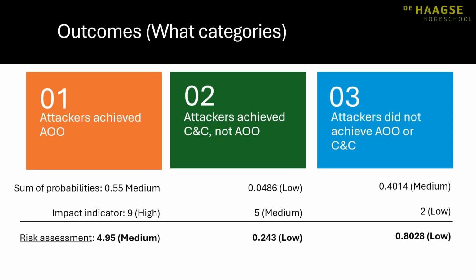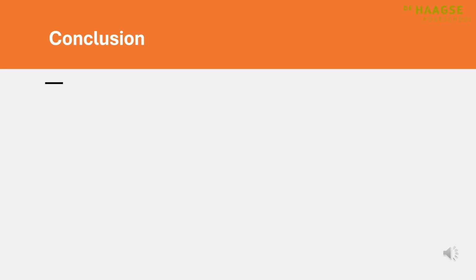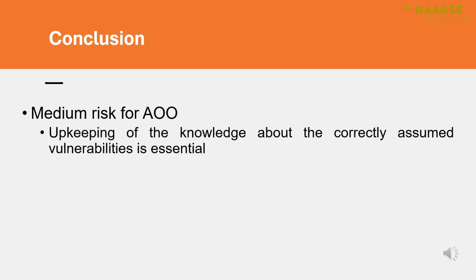This provides us an example of risk based on the values we input for the model, giving us medium risk for attackers achieved AOO, low risk for attackers achieved CNC not AOO, and low risk for attackers did not achieve AOO or CNC. When we further investigated the iterations of the simulation, we found that what predominantly determined the attacker's ability to achieve action on objectives was a low organizational monitoring accuracy of the correctly assumed vulnerabilities. These are parts of the system that were not vulnerable in reality, but the lower upkeep levels from the organization allowed creation of vulnerabilities in them.